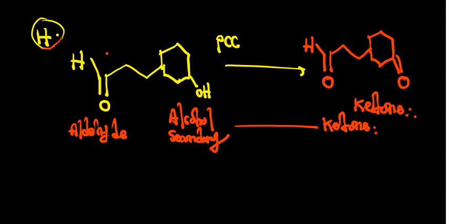So conversion of an alcohol to an aldehyde or a ketone is through PCC as the oxidizing agent, and other oxidizing agents such as the Jones reagent. And for conversion of the aldehydes to the alcohol, we use reducing agents such as aluminium hydride, aluminium borohydrides, and so on and so forth.